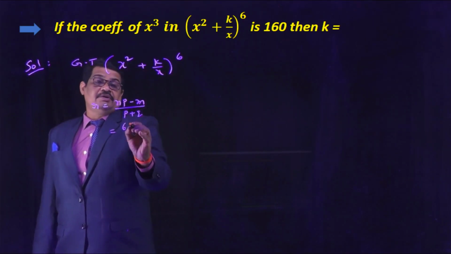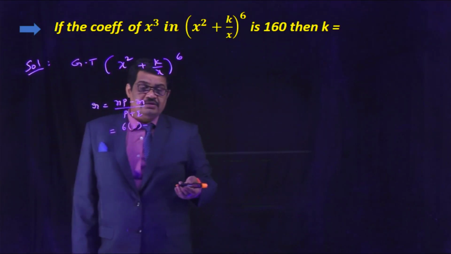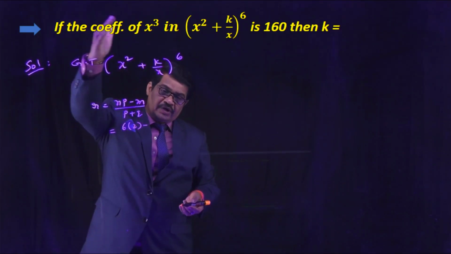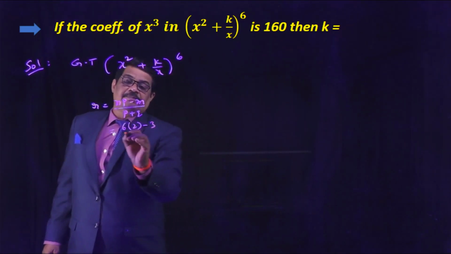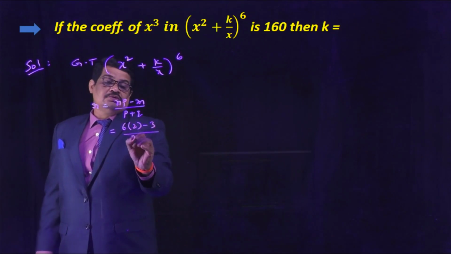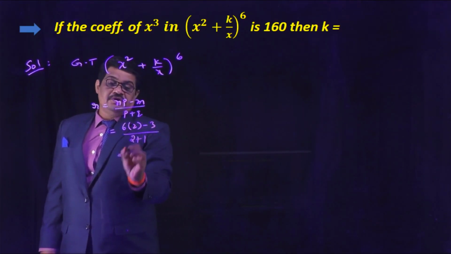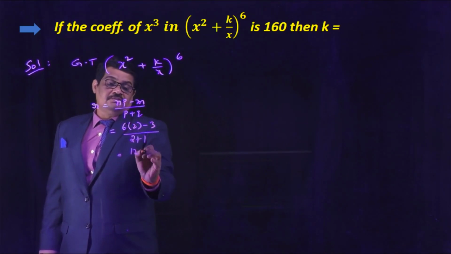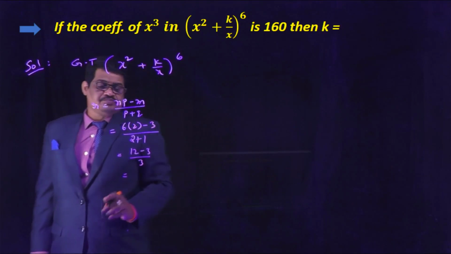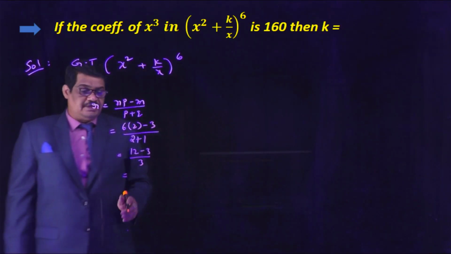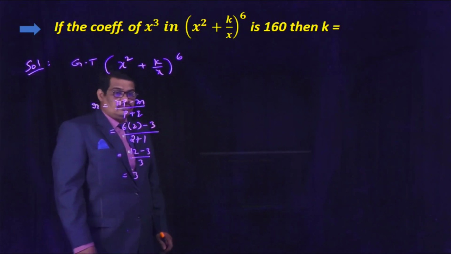What is p? P x power 2, that is 2 minus m. We are wanting the coefficient of x cube. Okay, x cube coefficient, that is m is 3 by p plus q. Here p is 2 and q is 1. So here that is 12 minus 3 by 3, that is 9 by 3, that is 3. So here we are getting r is equal to 3.